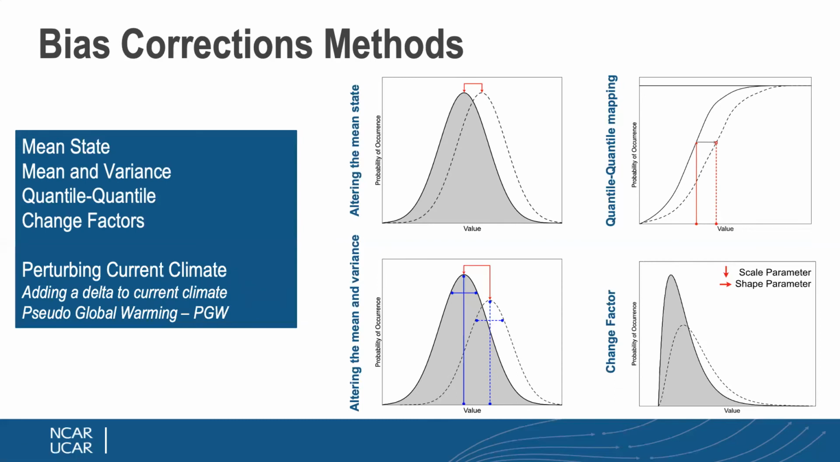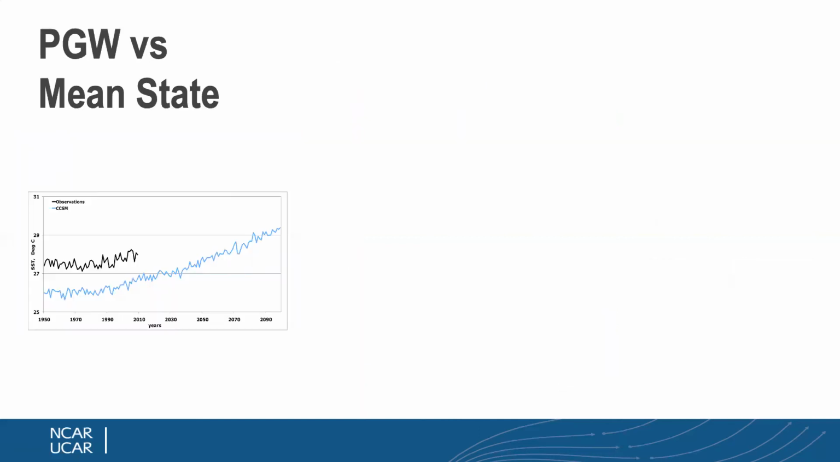I do want to mention a bias correction method called pseudo global warming, or PGW. PGW is very similar to changing the mean state, although there are very small differences between them, which makes the one more powerful for certain conditions, whereas you might want to consider PGW for a different approach. And in the next slide, I'm going to explain the difference between these two. If we go back to looking at our sea surface temperature observations and the global climate model, they differ by about a degree.